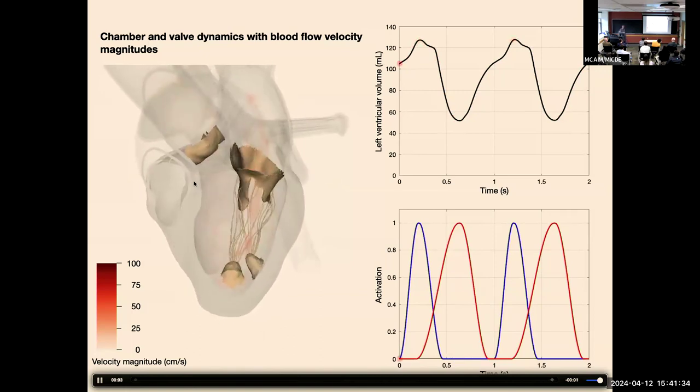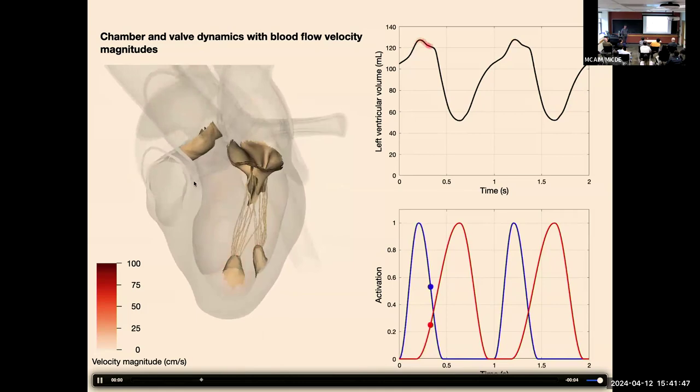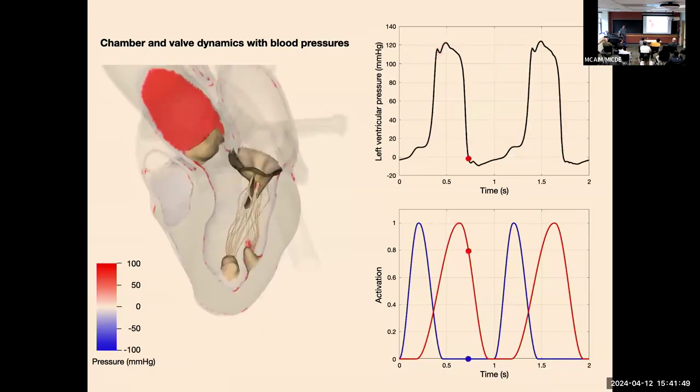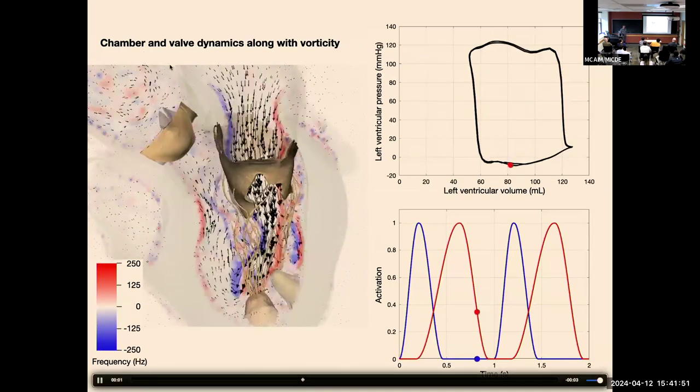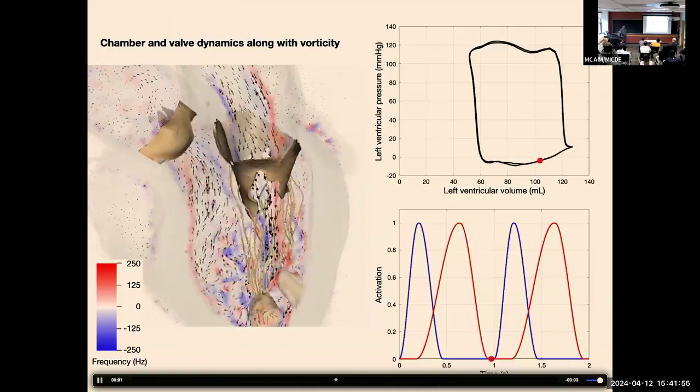And the person that's working on improving performance says there's lots of room for improvement. We'll see. But even still, we're talking about a couple days per cycle, on modest computational resources. This is pressures. I'm going to skip that. This is flows, velocities, and vorticity going through the mitral valve and the aortic valve.